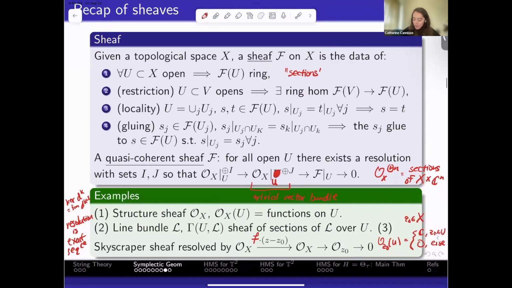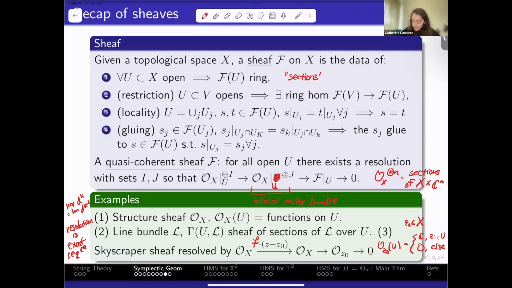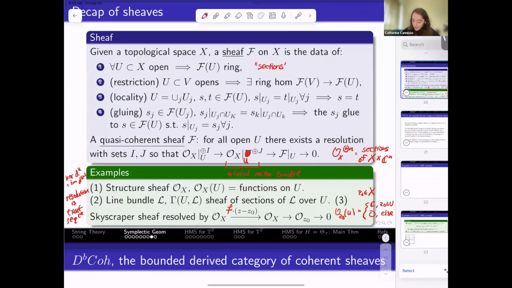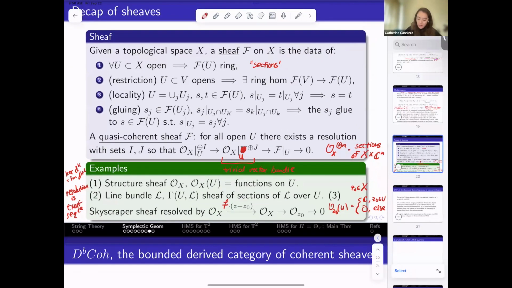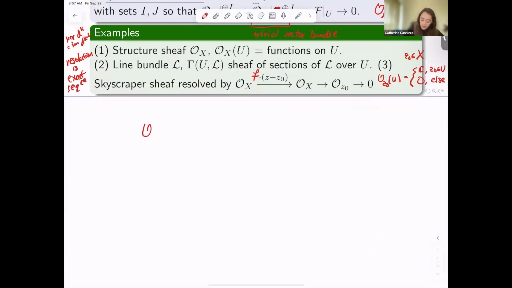Let's see. Maybe I can. So OX goes to OX goes to OZ naught goes to 0. Yes, 0, right. So let's say we had f of z equals z squared. This would map to z squared times z minus z naught.